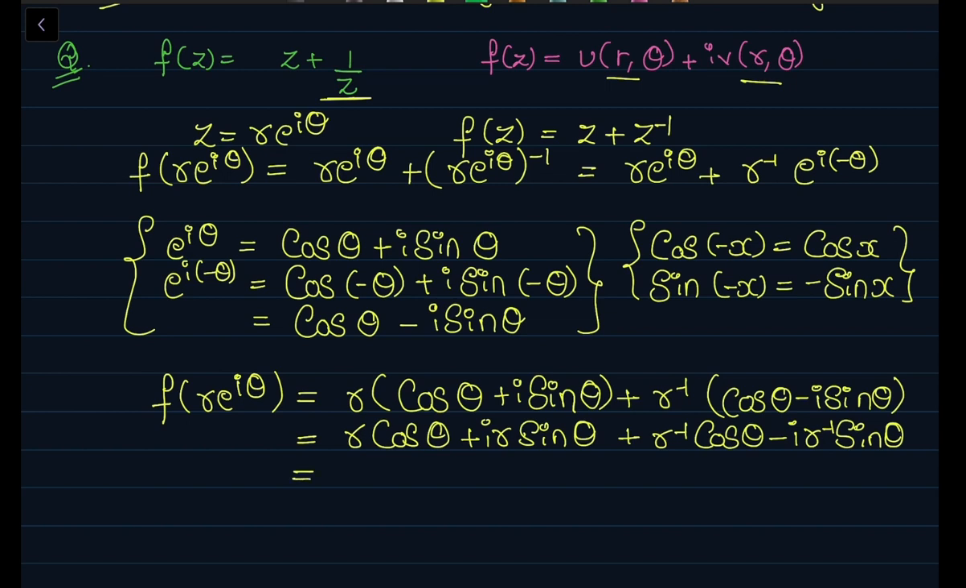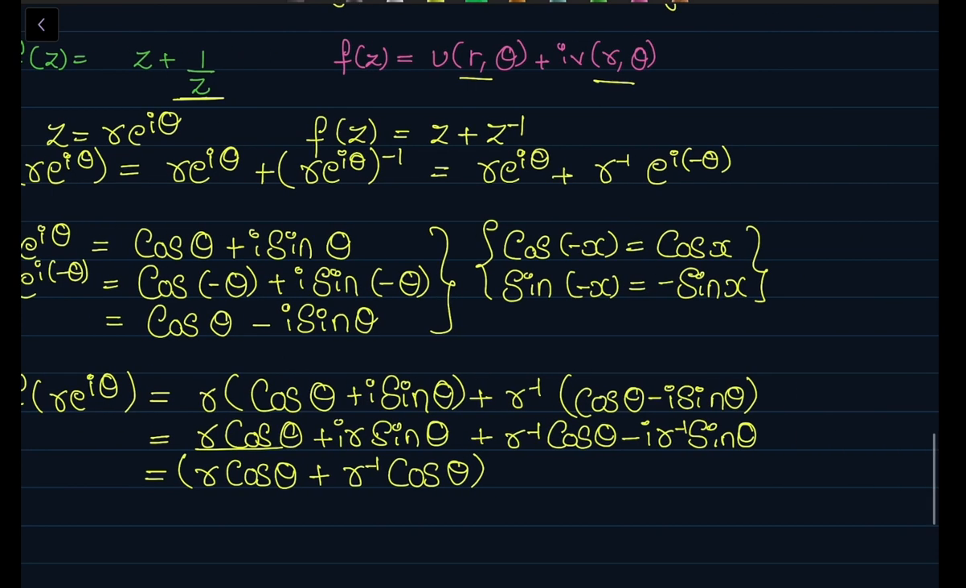Now separate the real and imaginary parts. So r cos theta plus r inverse cos theta, this is your real part. And what is your imaginary part? Your imaginary part is iota r sin theta minus iota r inverse sin theta.